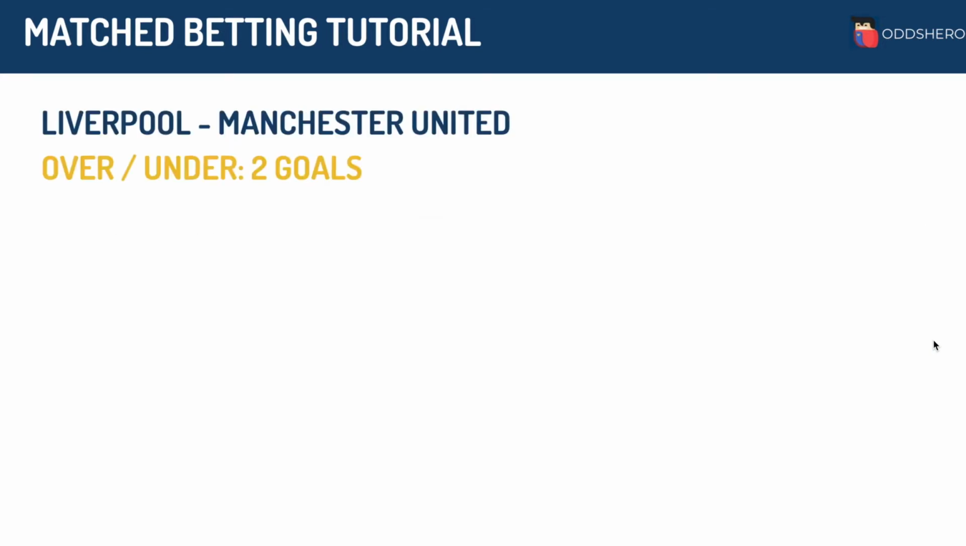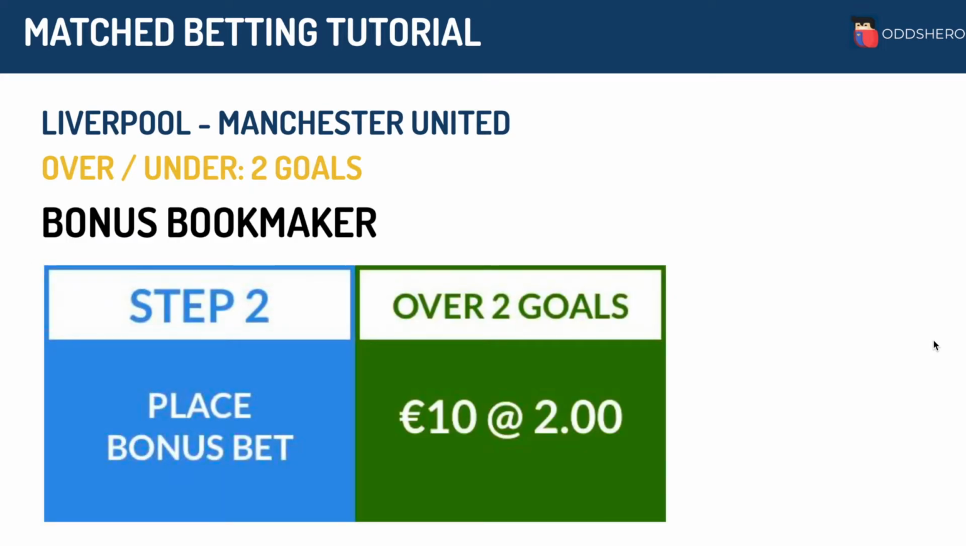Let's continue on with our football example. So remember that we were betting on Liverpool vs Manchester United. And the odds type we are betting on is the over-under. And the line we are betting on is 2 goals. So this brings us to the second step of doing match betting, and that is placing the bonus bet at the bonus bookmaker. This is called a bonus bet because we place it with the bookmaker where we have the sign-up bonus. And in this example, we place a bet of €10 on over 2 goals at 2 odds.